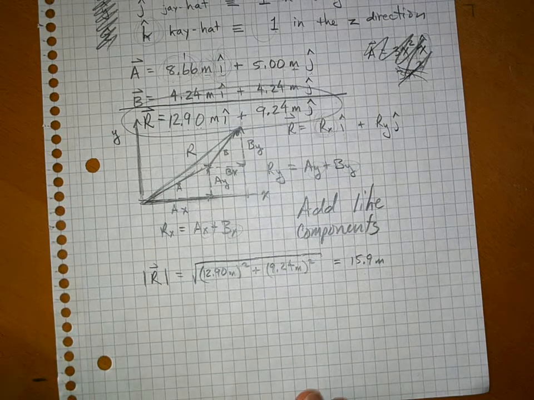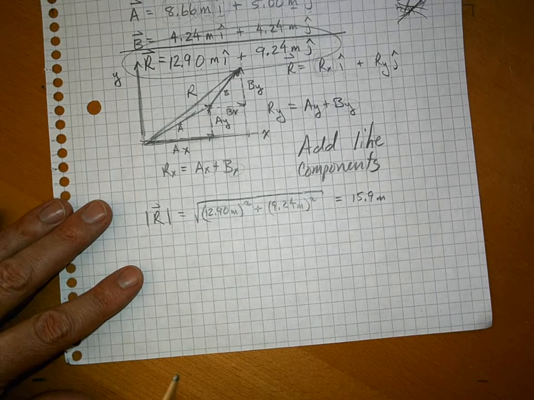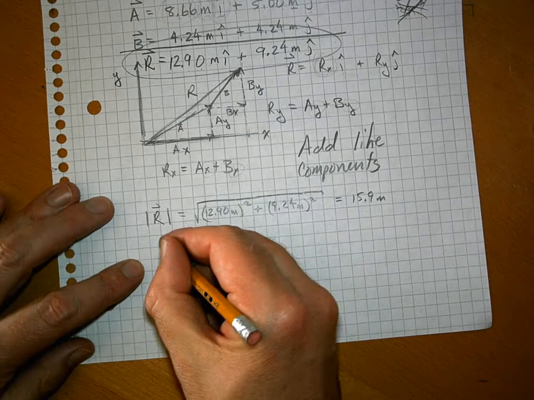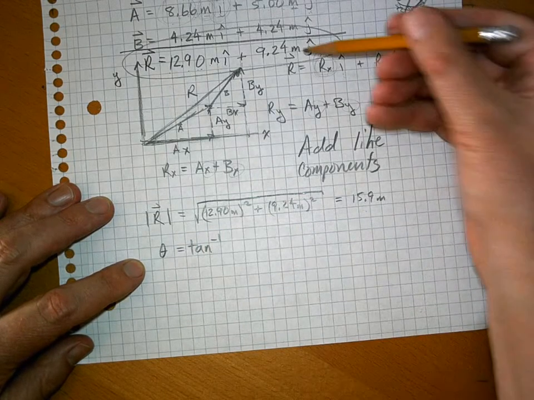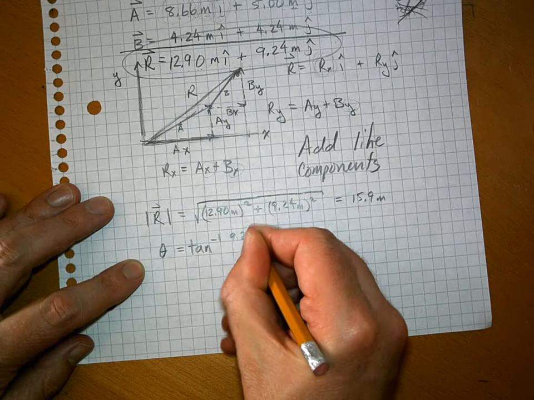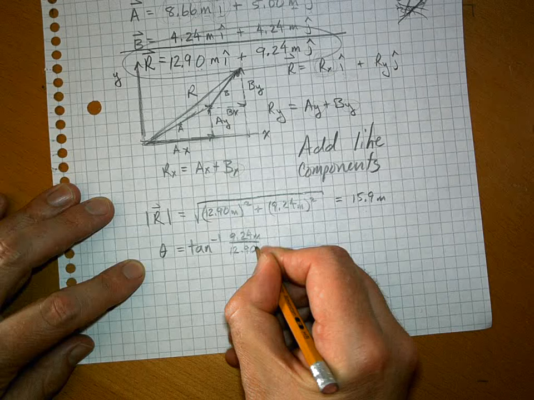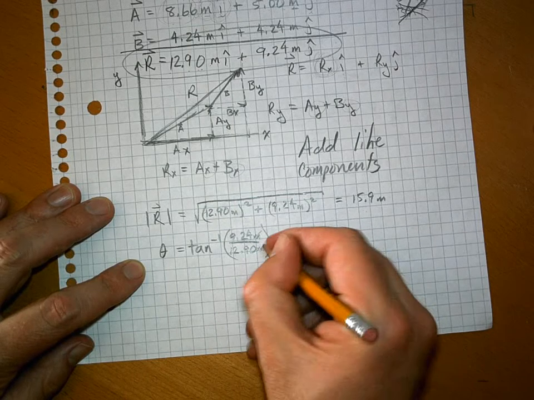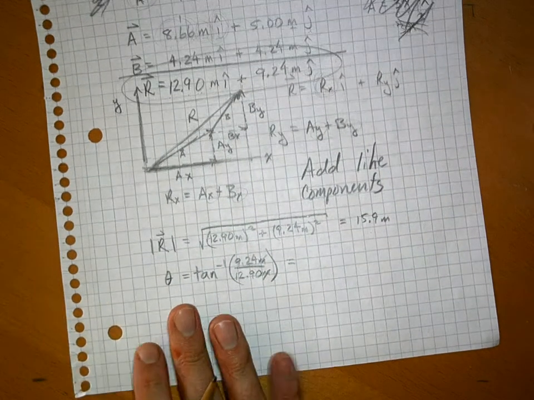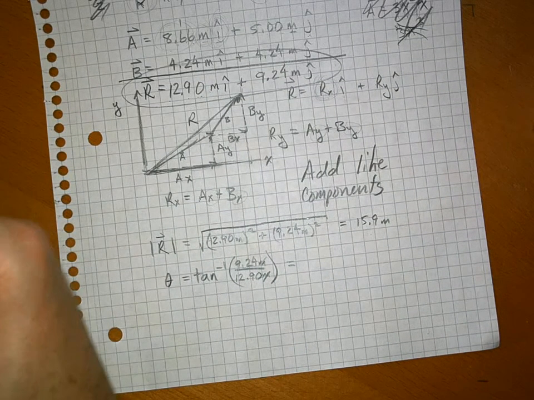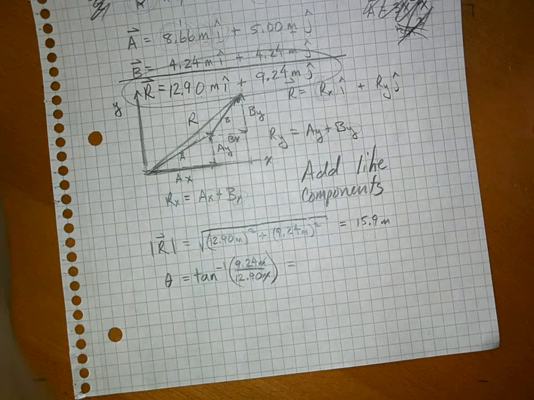Now, what's the angle? Well, remember, when you convert from rectangular coordinates to polar coordinates, you have to use inverse tangent of the y component over the x component of my vector. Meters cancels. And when I do this, I get 35.6 degrees. And I did it on my calculator.